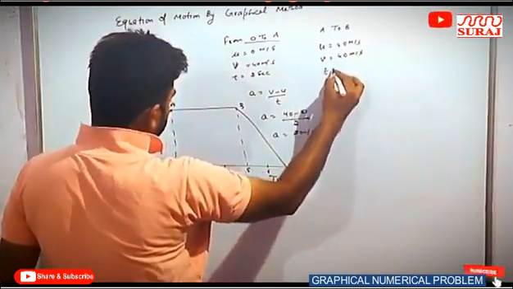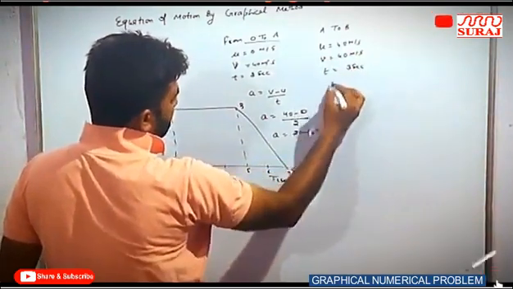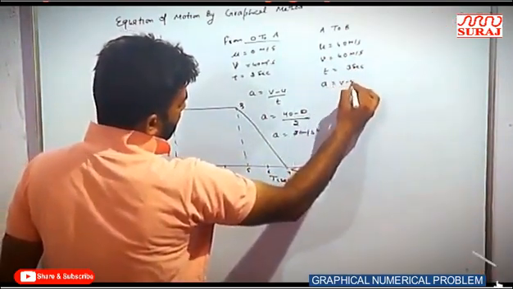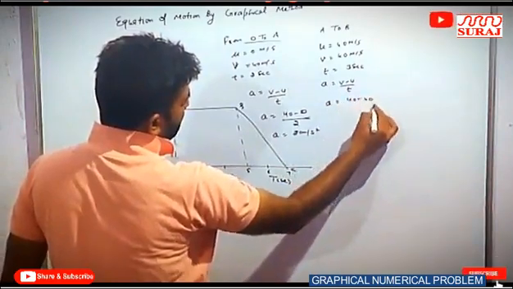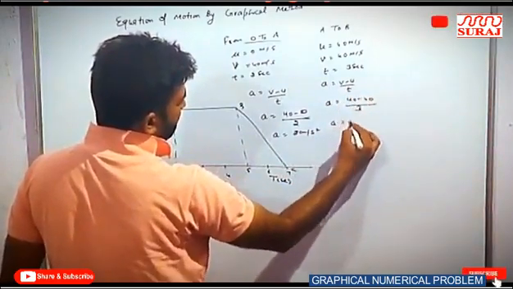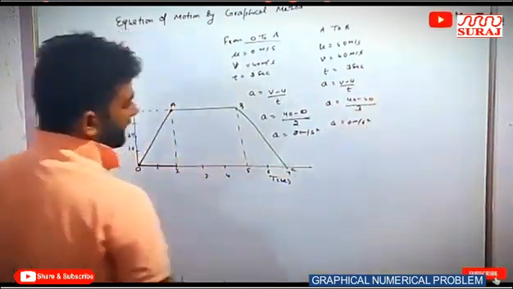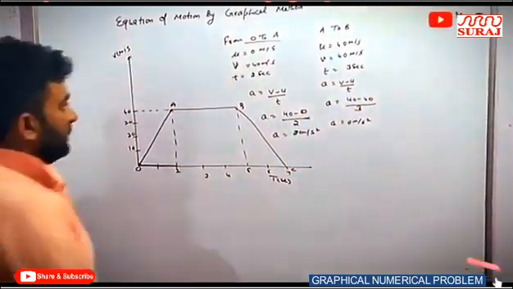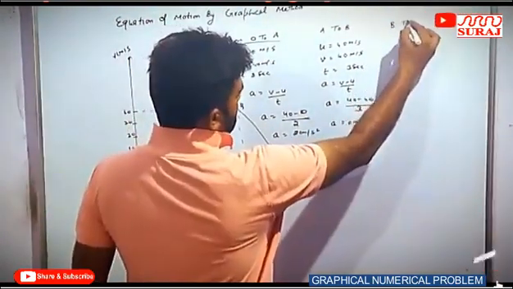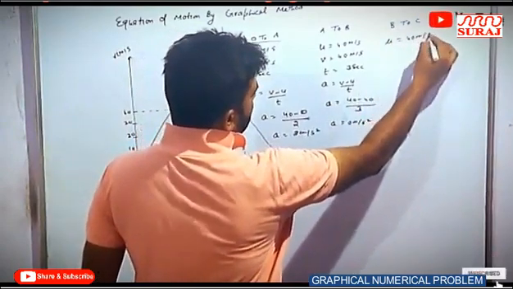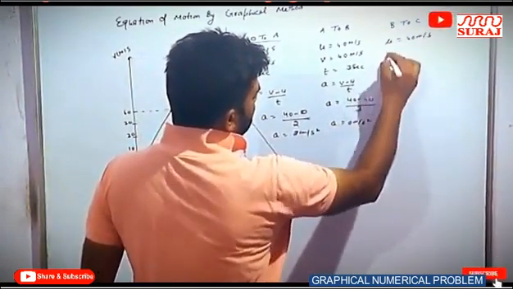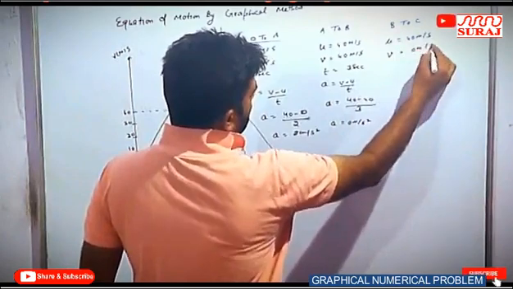From A to B, A is the initial point, initial velocity is equal to 40, B is the final point, that is also 40, time is equal to 3 seconds. Now a is equal to v minus u by t, so a is equal to 40 minus 40 by 3, acceleration is equal to 0 meter per second square.